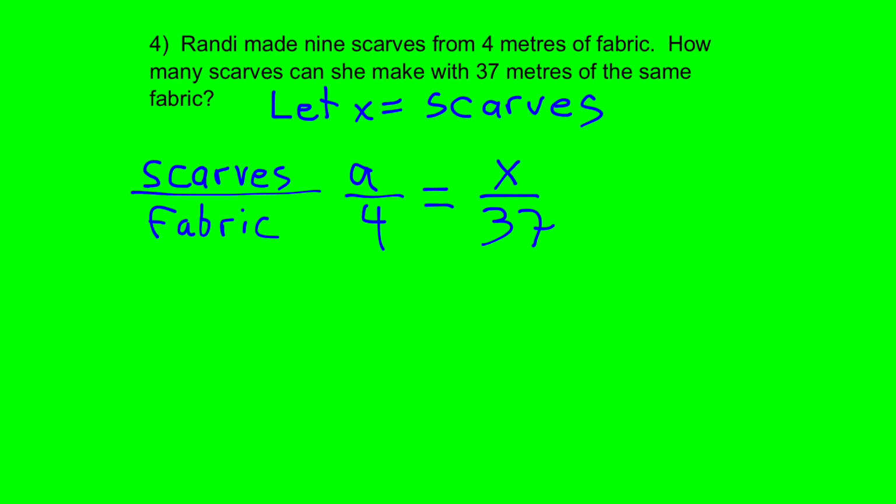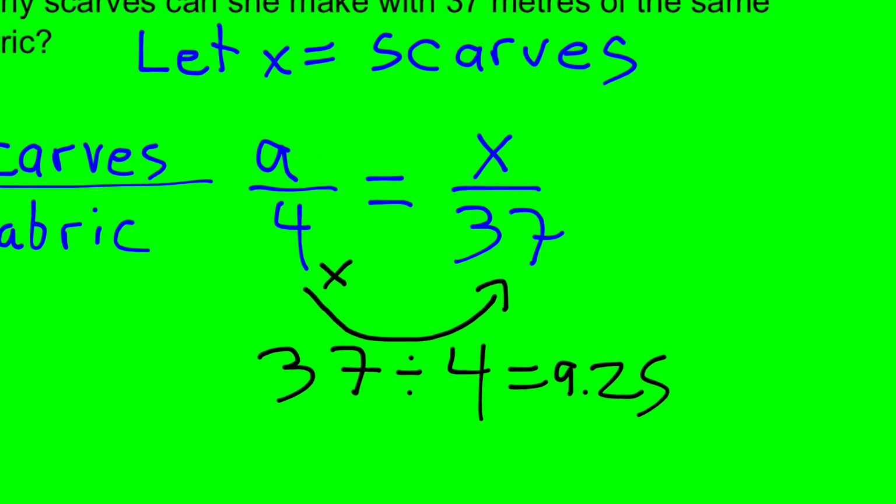Now here's the issue. This one's a little trickier to solve. What do I multiply by 4 to get 37? You don't know that. So to get that number that you multiply by, you would do 37 divided by 4. I let the kids use their calculator for this one. And 37 divided by 4 is 9 and 25/100ths. It's 9.25. Which means to go from 4 to 37, we would multiply by 9.25 and do the same thing to the top. Multiply by 9.25.